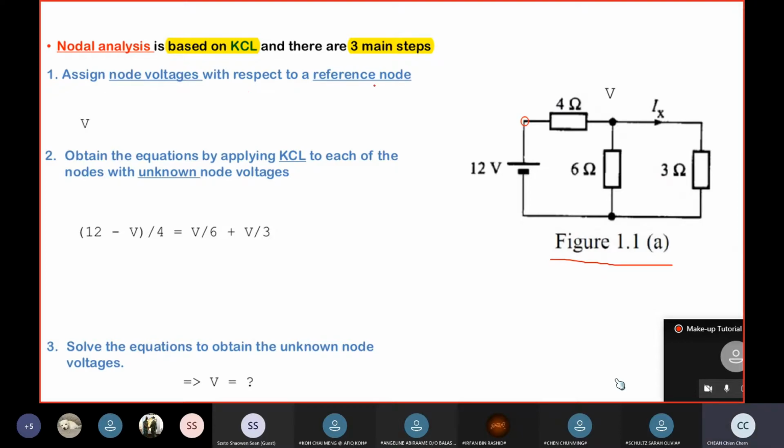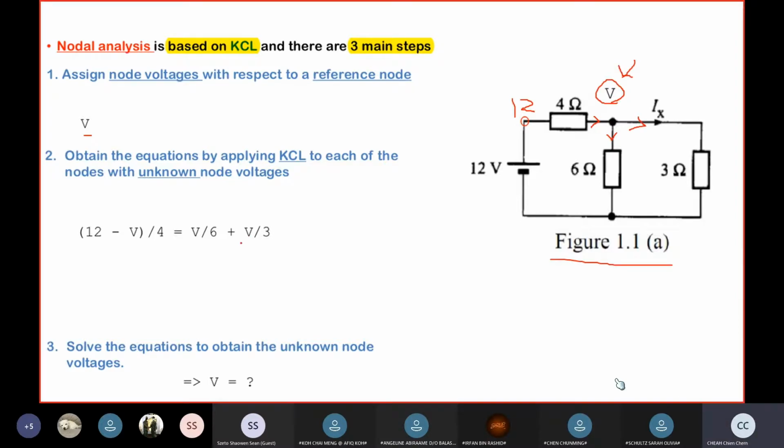Firstly, node analysis is where you assign node voltages. If a voltage is known, just put the node voltage there and only solve for the unknown. Here we have only one node voltage, which is V. By looking at the current entering and leaving the node with the unknown node voltage, you can write down an equation. You have only one unknown, so one equation is sufficient, which gives us this equation.